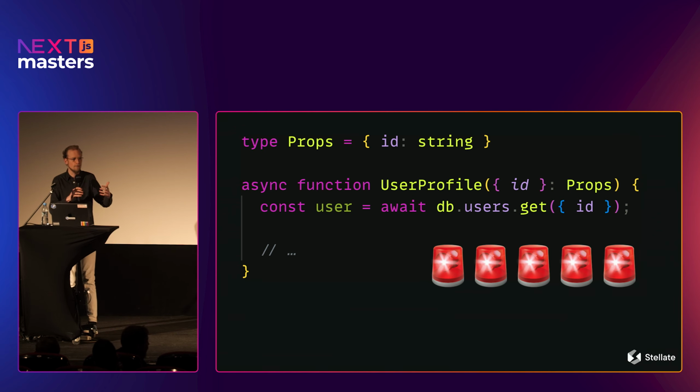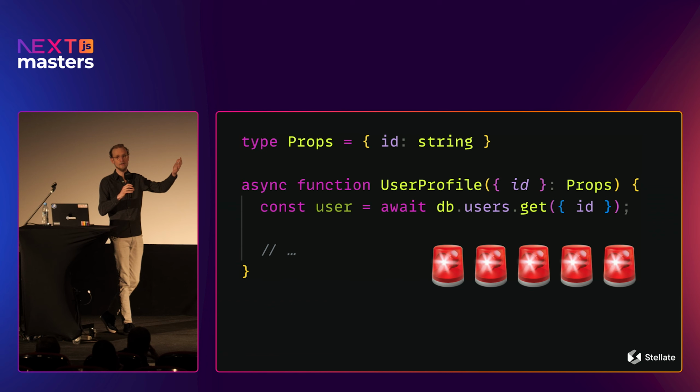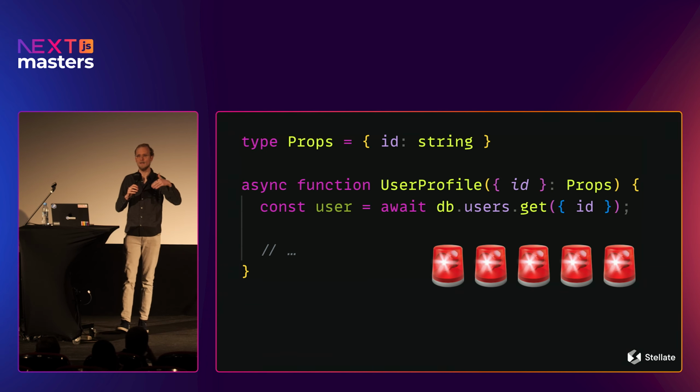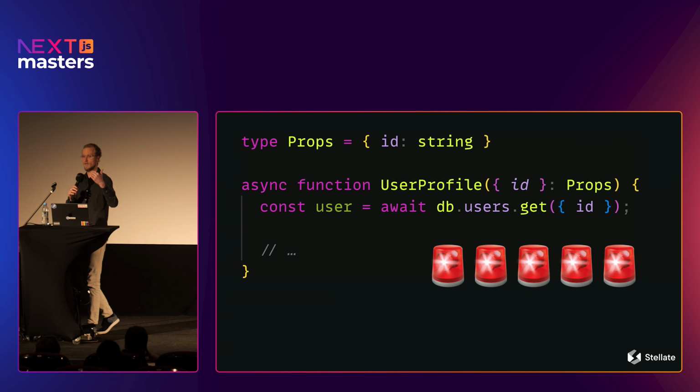The problem you run into is if you render multiple user profiles on a page that maybe depend on, for example, loading the blog post first, you now have a loading waterfall. You have to load the blog post first, then the user profile server component renders, and then it fetches the user, which is pretty slow.